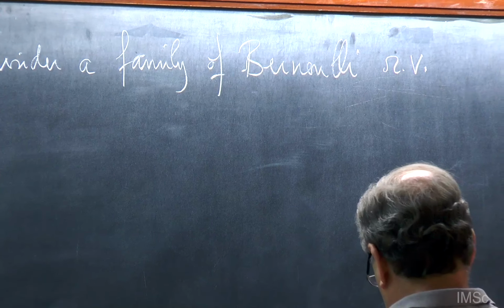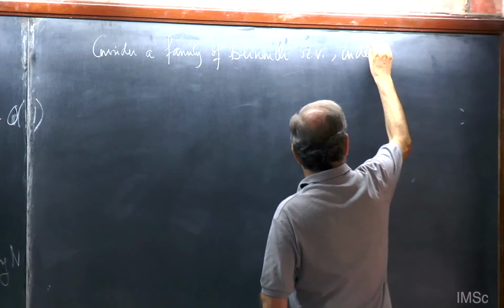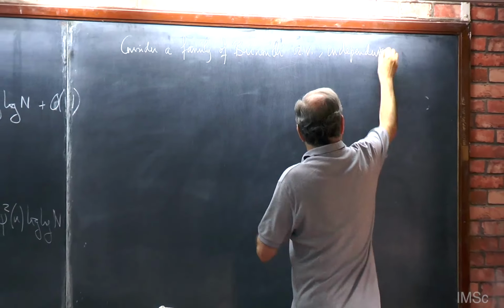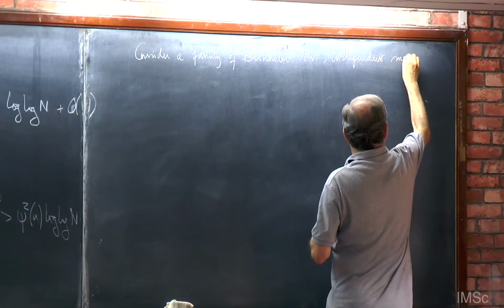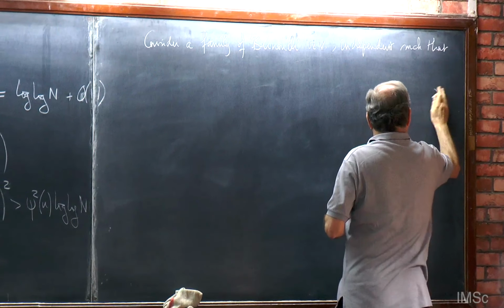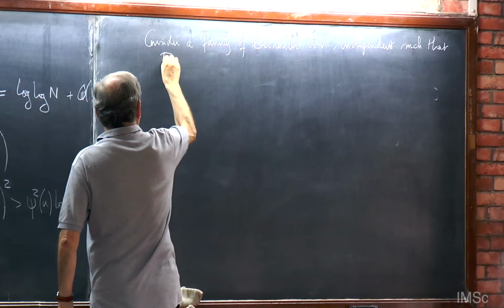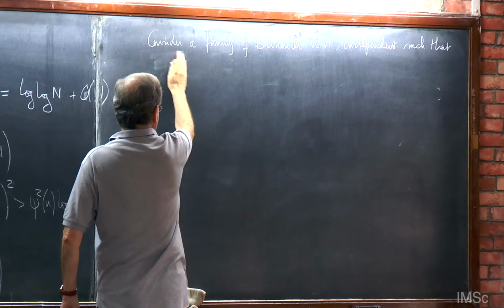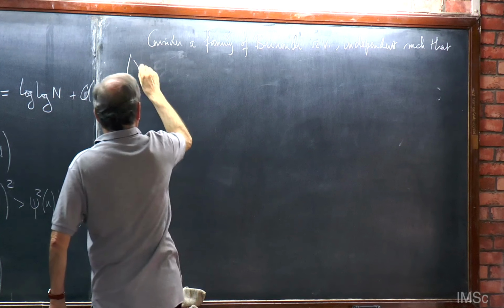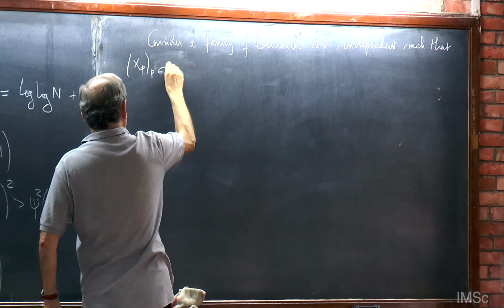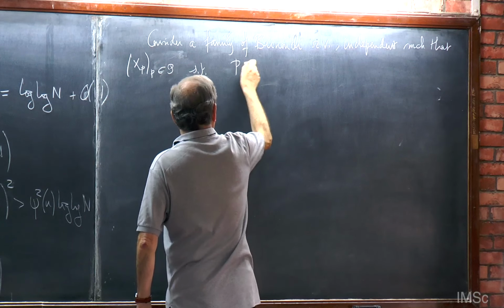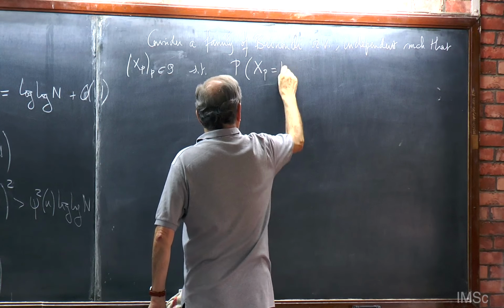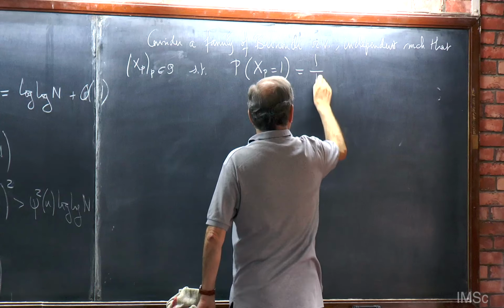I don't know if we need it, maybe not even. Yes, we need it. Let us say independent. We'll see why it is better to say independent. Such that, so I didn't give the name, the family will be X_p for prime p, such that the probability that X_p is equal to 1 is 1 over p.